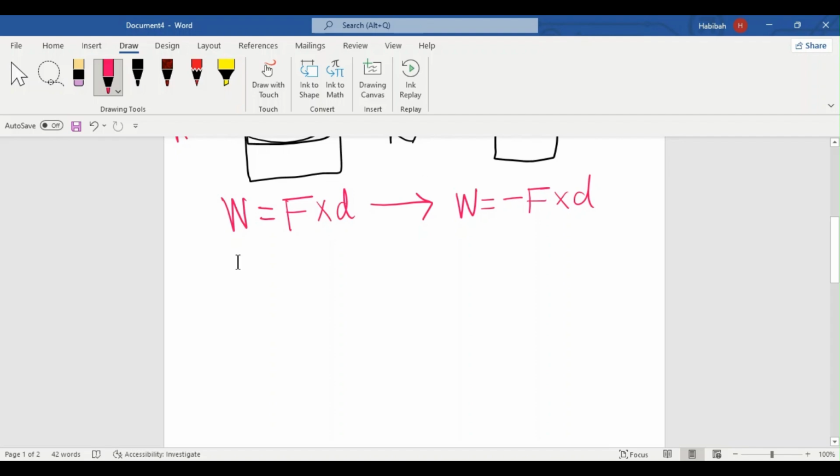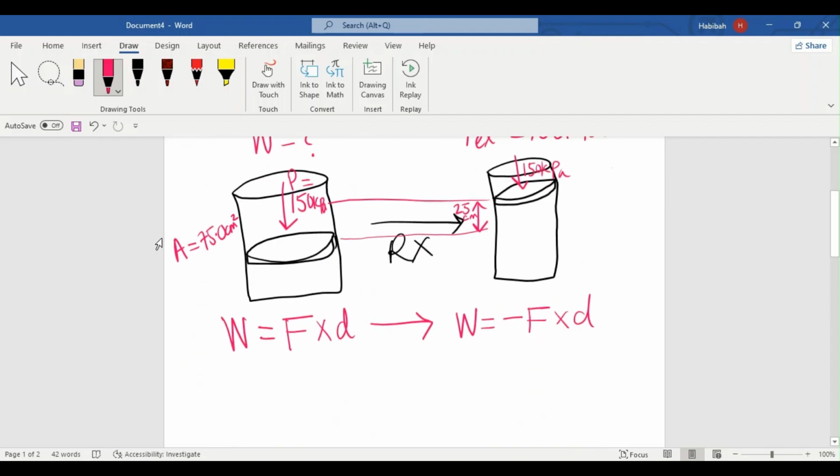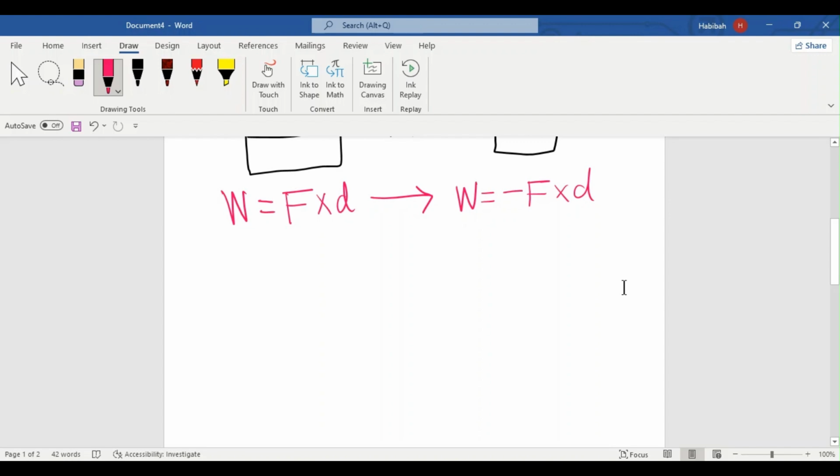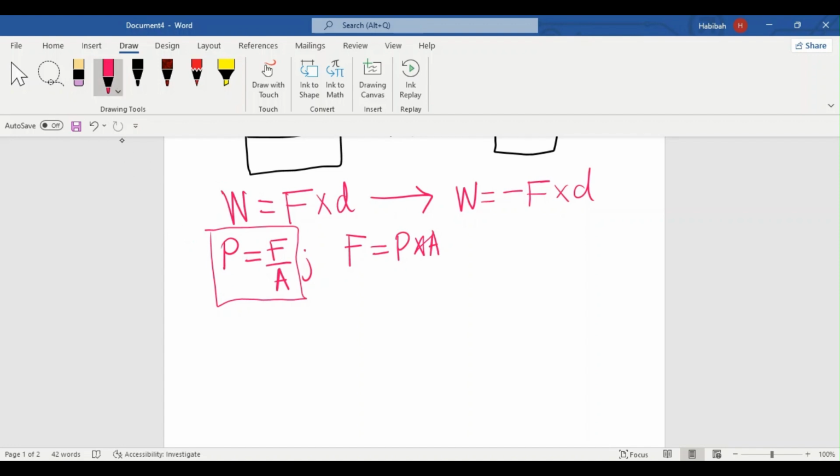Now you can see that from our information, we're never given the value for force. We're only given the value for area and the value of distance. But from our fundamental understanding of chemistry, we know that pressure is the same thing as force divided by area. Hence, when we solve this equation in terms of force, we end up with force equals pressure times area. Now we have what we need, so we're going to input it in the equation here.